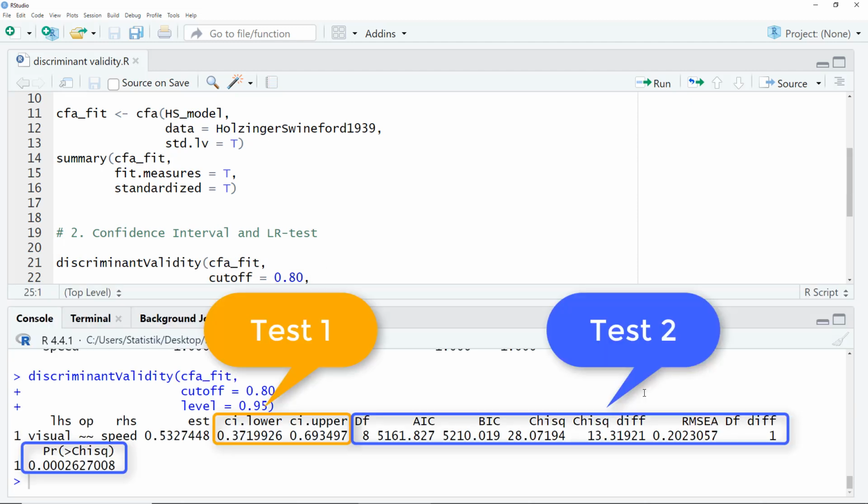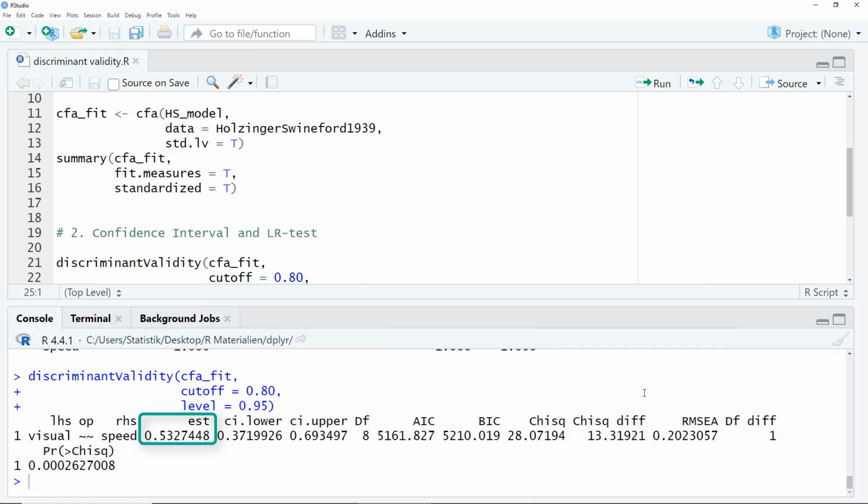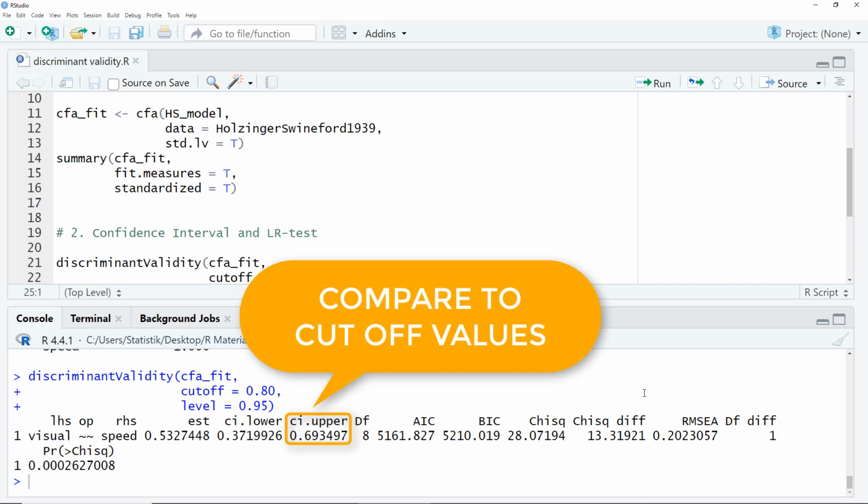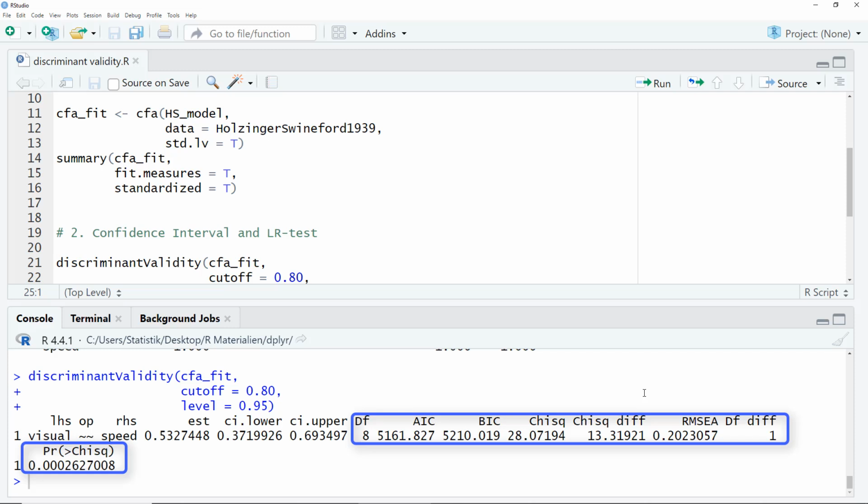Here we have the results of two different tests of discriminant validity. Here is the correlation. That's the same we found earlier in the output of the CFA. And here is the 95% confidence interval of this correlation. And since the upper limit of this confidence interval is smaller than 0.8, we have shown that we don't have a problem when it comes to discriminant validity in this case. There is a second test that is marginally better, but Rönkkö and Cho basically recommend just looking at the confidence interval. The second test is the rest of the output.